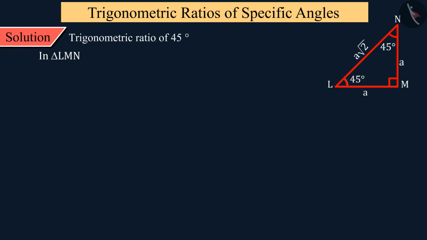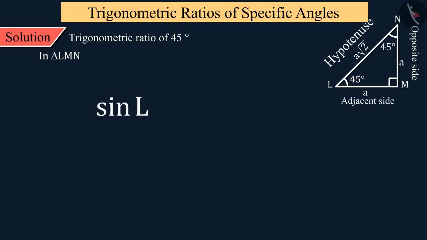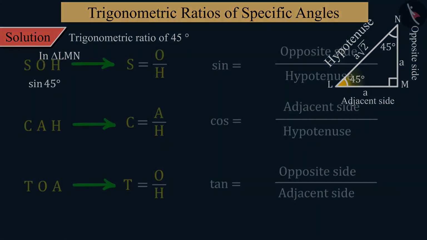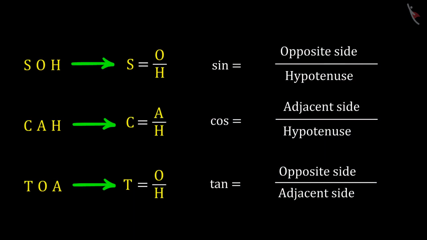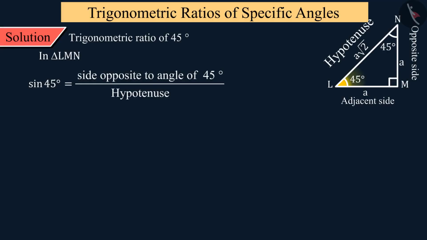In the triangle LMN, the side opposite to the right angle is the hypotenuse LN, the opposite side of the angle L is MN, and the adjacent side is LM. Let's talk about sine L, that is, sine 45 degrees. As we saw in the previous video, the sine value for an angle theta is equal to the ratio of the opposite side to the hypotenuse.